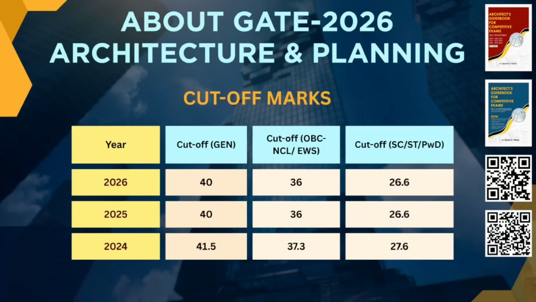If we talk about the cutoff marks, you can see on the screen that for the past 3 years, the cutoff for the general category is on average 40 marks. The cutoff marks for OBC are in the range of 36 to 37. Similarly, the cutoff for SC, ST and PWD candidates is in the range of 26 to 27.